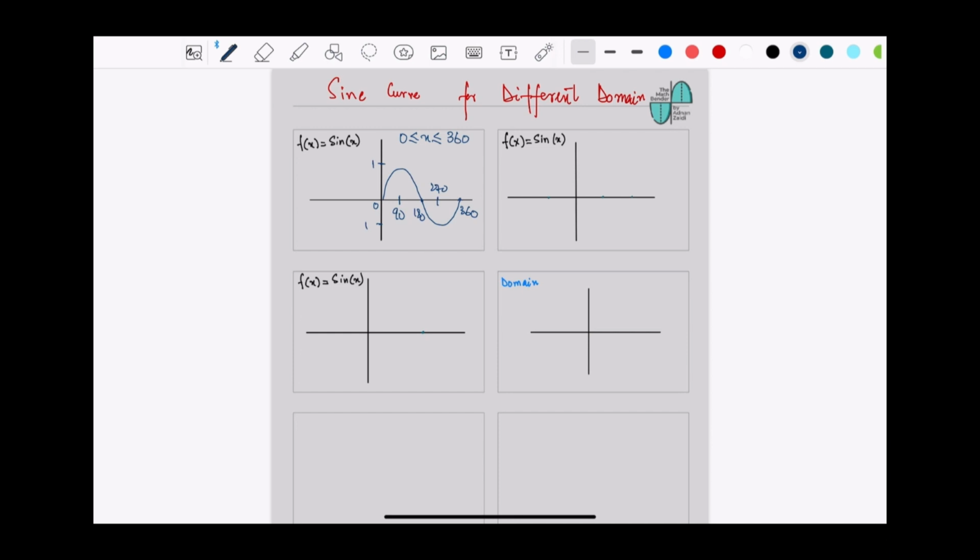Now, let's say I have to draw the same function for 0 is less than equals to x is less than equals to 270 degrees. So the curve will be like this, and that's it. The question is restricting me within this domain, for 0, 90, 180, and this is 270. It does not mean that the curve is not ahead of it. It is, but the question wants you to restrict your graph within that domain.